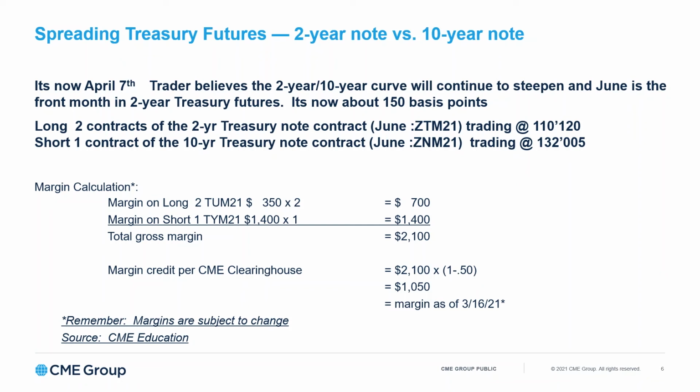All right, so you can do this trade. If you believe the yield curve was going to steepen, you would do it just like it's on the slide. If you thought the yield curve was going to flatten more, you would do the opposite side of the trade. You'd go short 2 2-year notes and long 1 10-year note.